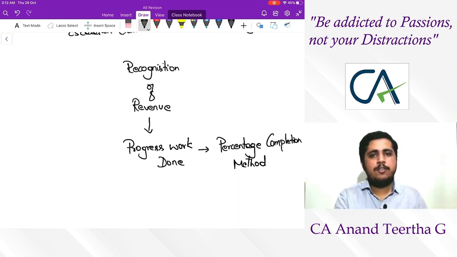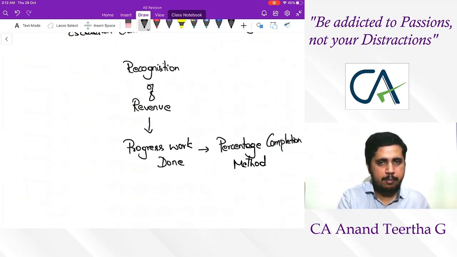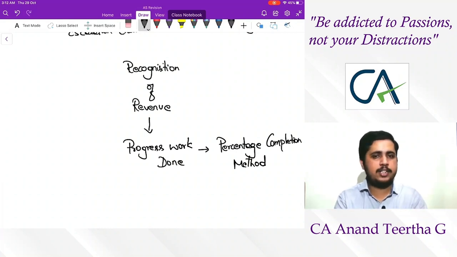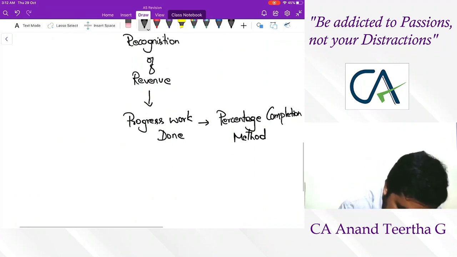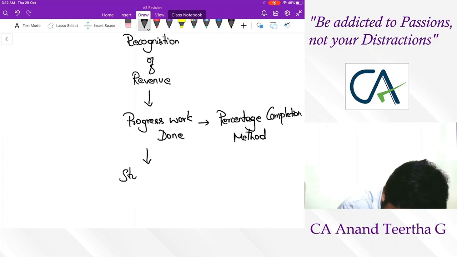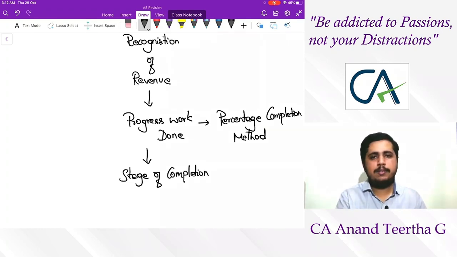So basically, according to the percentage completed, you recognize the revenue. How do you decide percentage completed? According to progress of work done. On the contract, whatever progress of work has taken place will be considered for percentage completion. Now, how do you consider how much progress has happened? For that, we call it stage of completion. The progress of work done will be decided according to stage of completion. Now, this will be considered for the purpose of the percentage completion method.